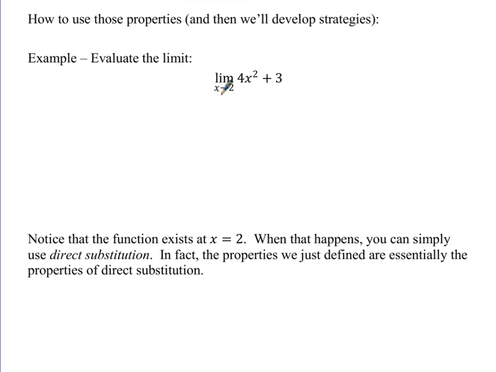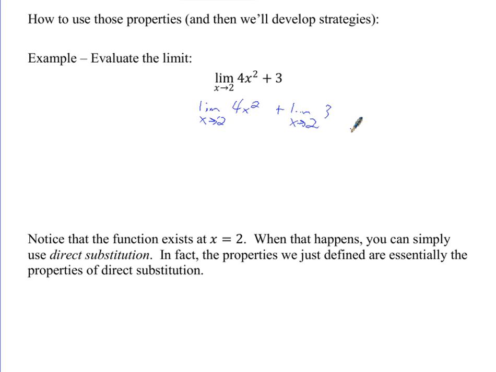We have the limit as x approaches 2 of 4x squared plus 3. What can I do? If I use these properties, then I can say that I have the limit of two functions being added together, y equals 4x squared and y equals 3. Those two functions are kind of being added together if you think of it that way. So I could rewrite this as the limit as x approaches 2 of 4x squared plus the limit as x approaches 2 of 3.